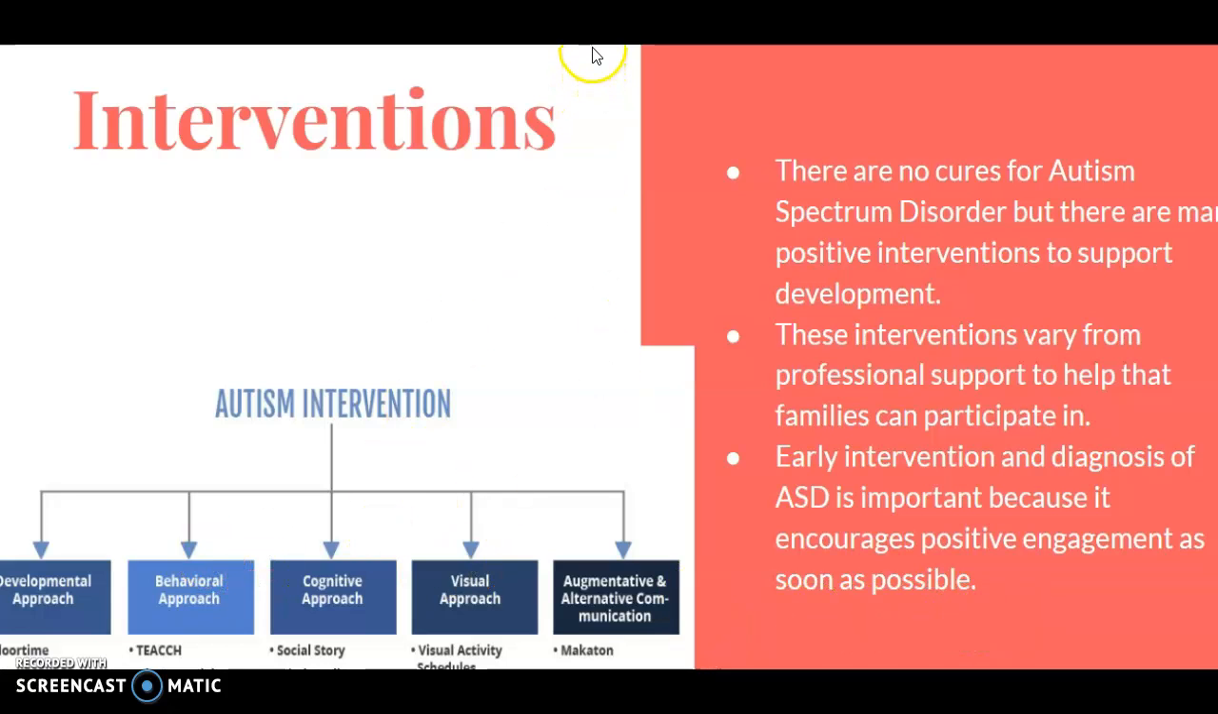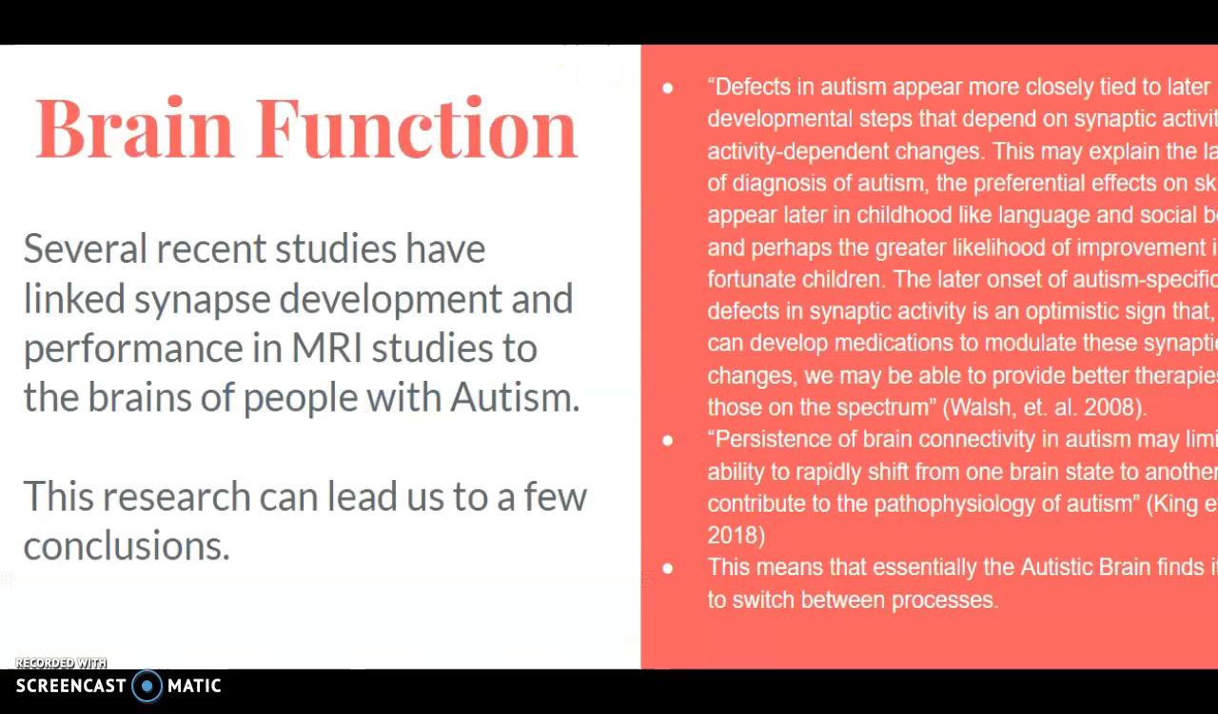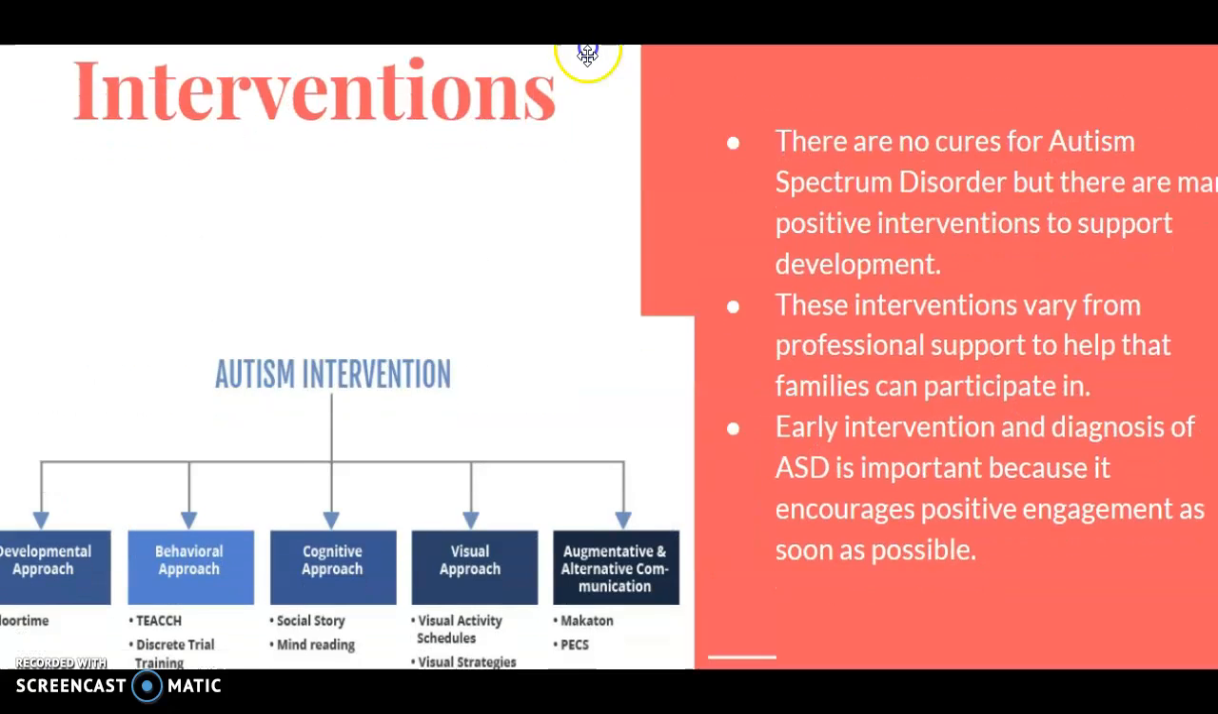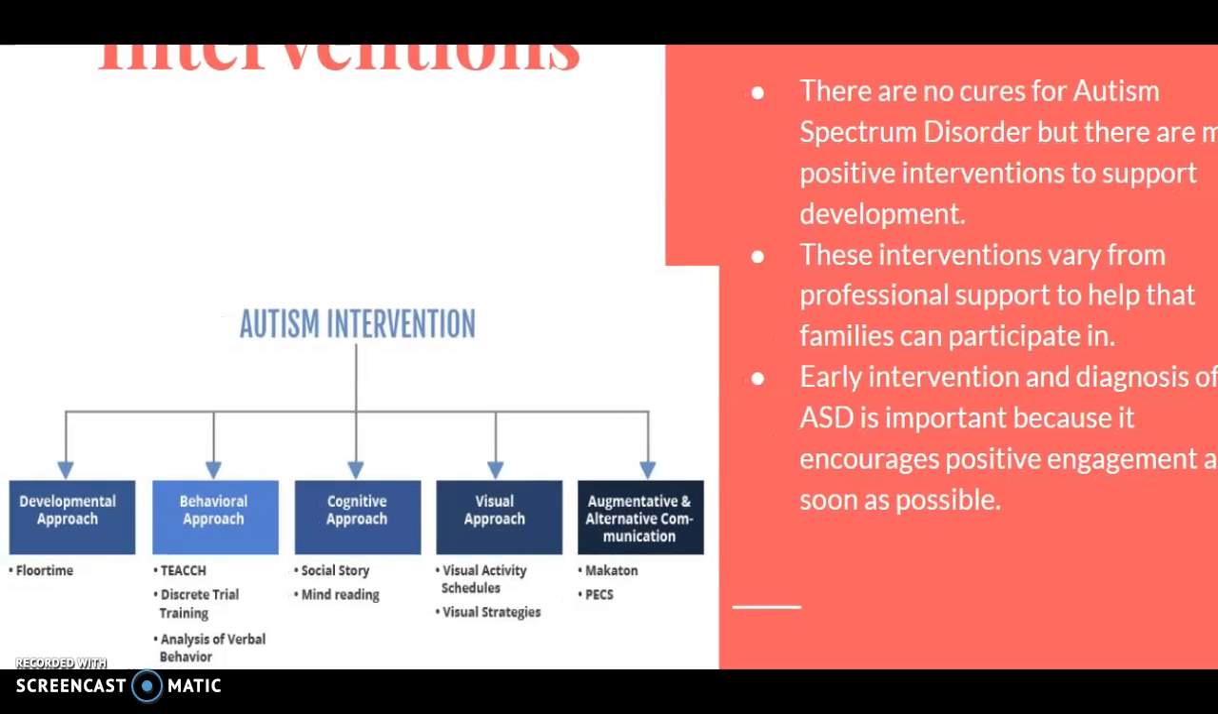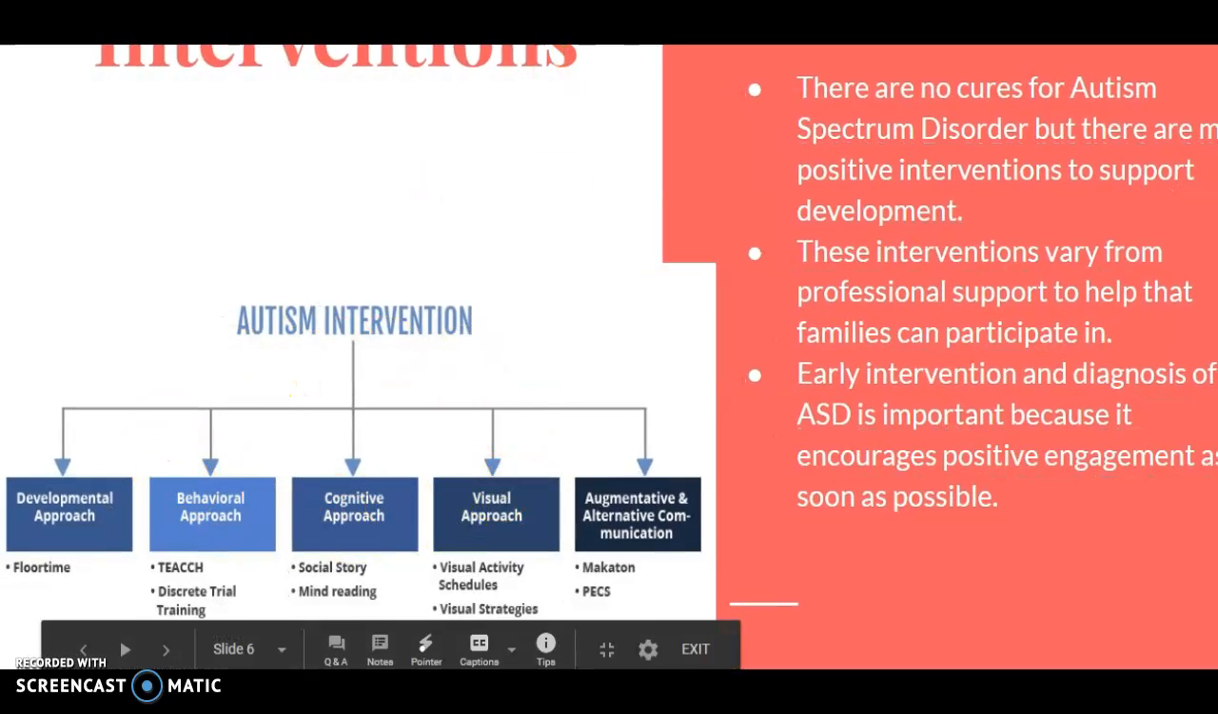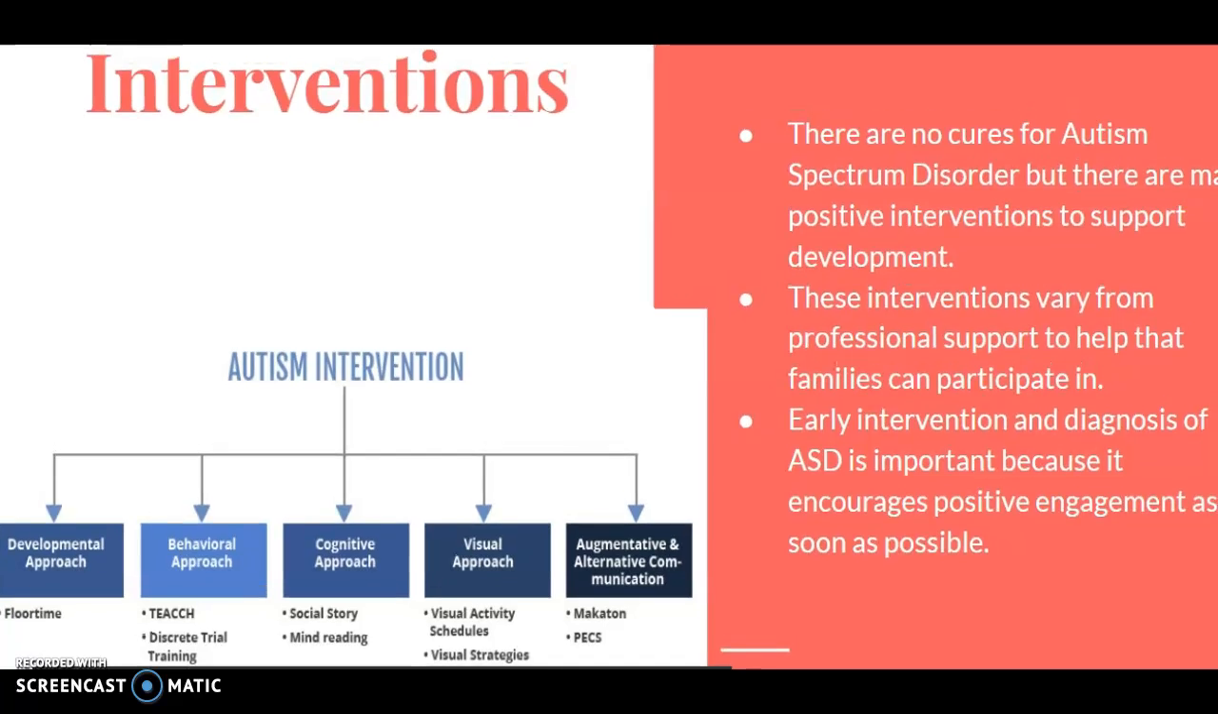Interventions, here, let me see if I can make it a bit easier to see. So autism interventions vary greatly. There's no cure for autism, so interventions and positive therapies are really the best thing that families can do. Interventions vary from professional support to things that families can do, like visual strategies, activity schedules, and floor time.